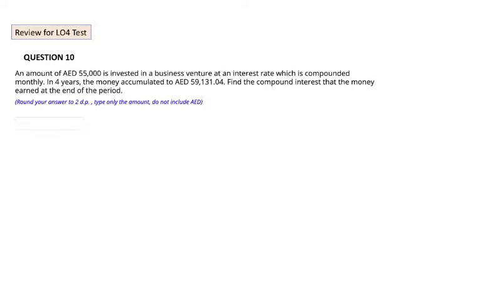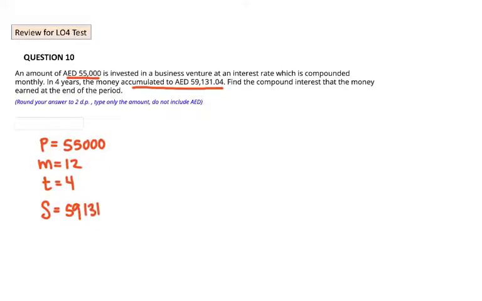Okay, let's look at this question. The amount of 55,000 is invested. So P, the starting amount, the principal, is 55,000. And it says the interest is compounded monthly. That would mean M equals 12. And in 4 years, so T equals 4 years, the money accumulated to that amount. That's our future amount, S, 59,131.04. Find the compound interest. So find I, that the money earned.